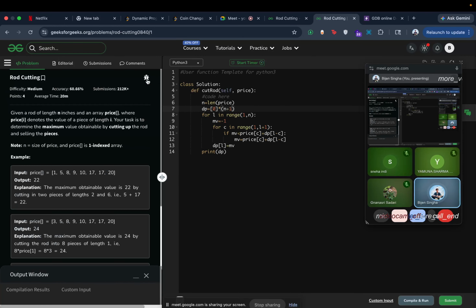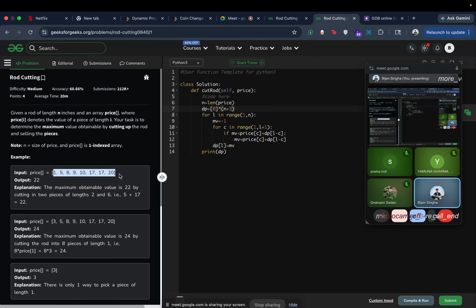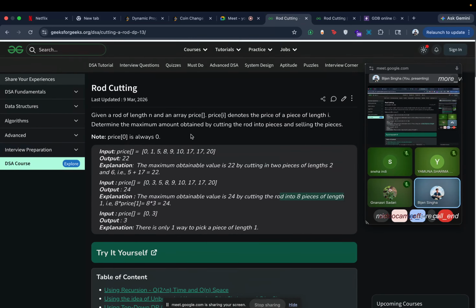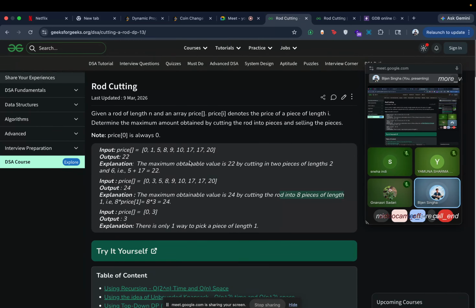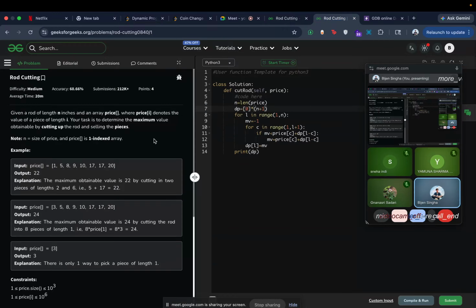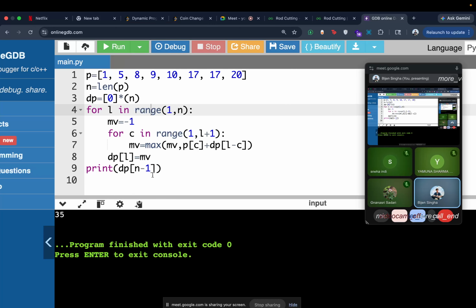Here they have given in the question 1 to 20, 0 to 20, and here they are giving 1 to 20. How is it? 1 to 20. So let's check for 1 to 20. I have to change the code a little bit for 1 to 20. Okay, so see. Tell me what to change now.